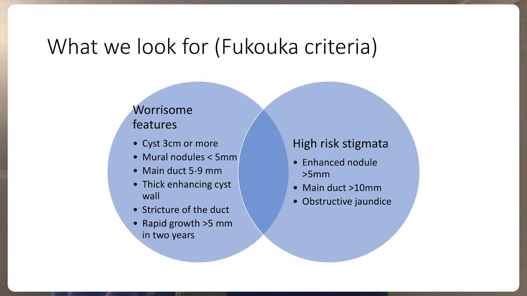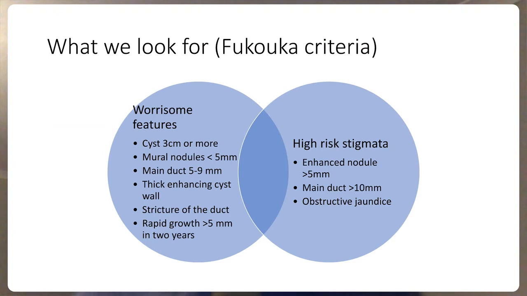There are other things that could help us, which is if the wall of the cyst is thick and enhancing, that tells you that they might be malignant. You might have a stricture or abrupt cutoff of the pancreatic duct. That's a worrisome feature. And also, if you have been following the patients on serial MRIs and you found that it has grown by more than 5 millimeters over 2 years, talking about the cyst size. So rapid growth of the cyst size is defined as more than 5 millimeters in 2 years on an MRI scan.